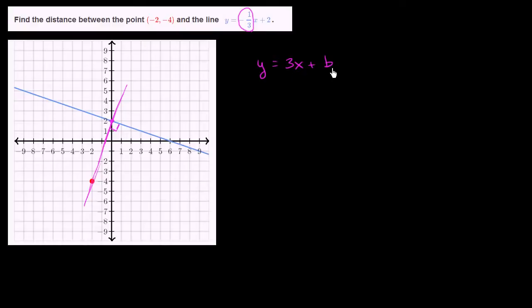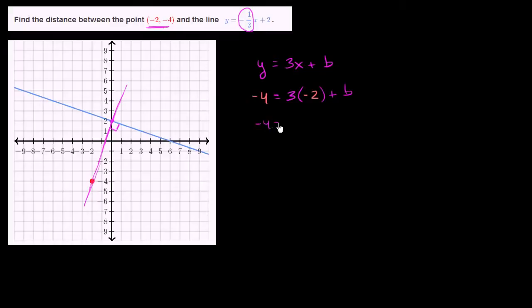So to figure out what b actually is, let's substitute this point. We know that not only is this line slope 3, but this point has to sit on it. So this point has to satisfy this equation. So when x is -2, y is -4, or we have -4 is equal to 3 times -2 plus b. Let me write the -2 in there. 3 times -2 plus b. And now we can solve for b.